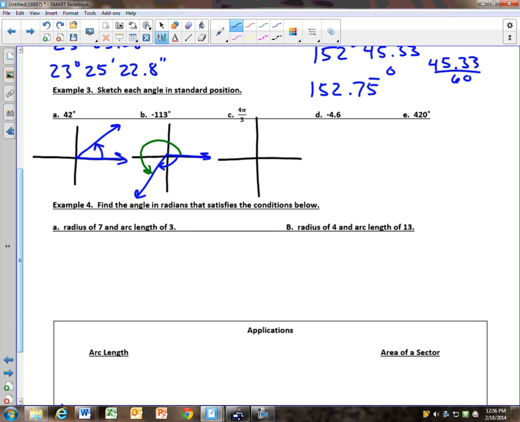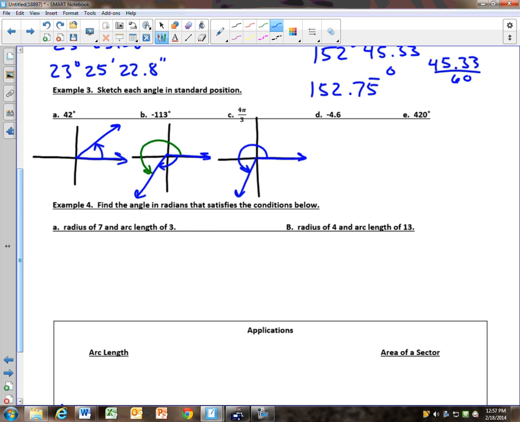4 pi over 3. Is that degrees or radians? It's radians. Exactly how many degrees is 4 pi over 3? Do you remember? 240. So that's going to be over here in the third quadrant. So that's my 4 pi over 3.